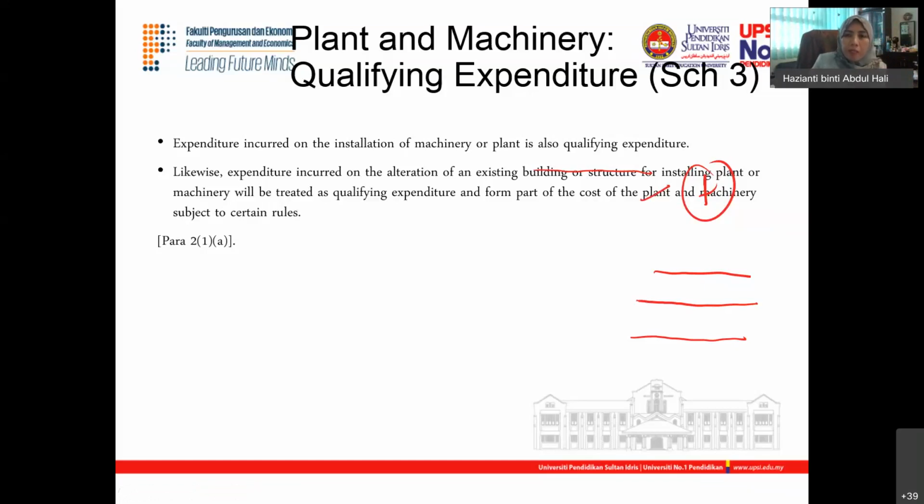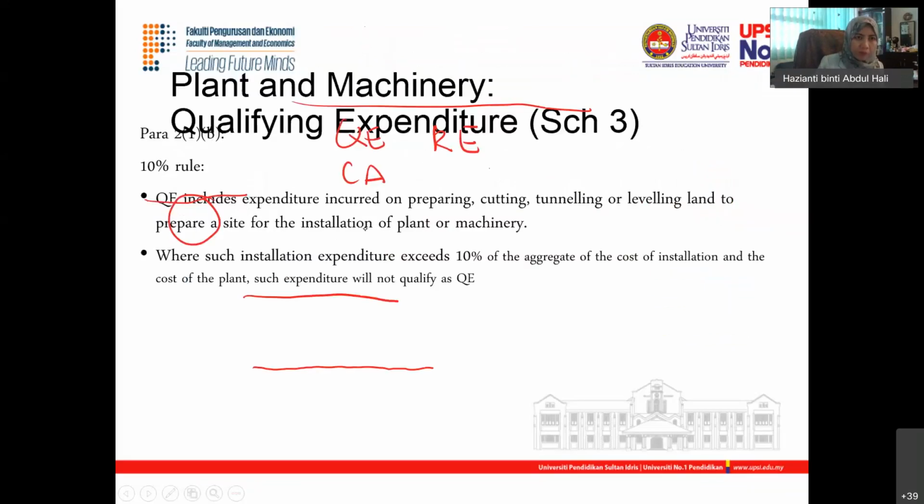So in accounting kita panggil cost of acquisition, in taxation dia disebut sebagai qualifying expenditure. Expenditure that is qualified to be claimed capital allowance. So here the installation pun can be considered as qualifying expenditure, tapi dia ada rules dia lah. If you look at the rules here, alteration will be treated as qualified expenditure subject to certain rules. Okay, what are the rules? 10% rule, paragraph 21B ni ada 10% rule. We call it 10% rule.